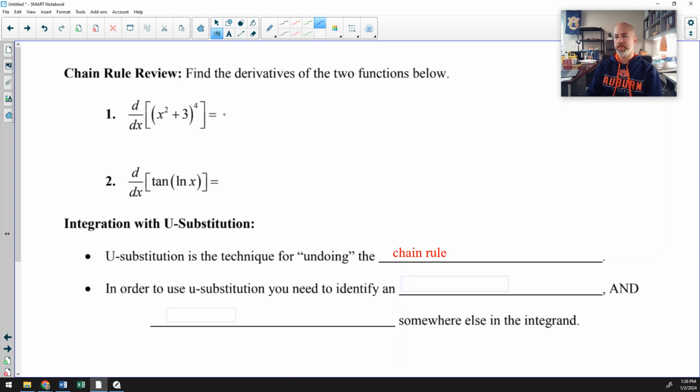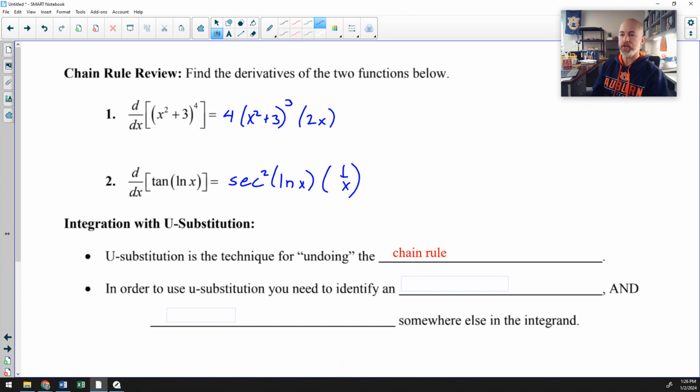The derivative of this first function: we bring the 4 down, we will leave that x squared plus 3 alone, raise that to the third power after subtracting, and then times the derivative of the inside. Number 2, the outside function is tangent x. The interior is natural log of x. So we're going to ignore the natural log and we will differentiate the tangent first. That'll be secant squared. We will leave its argument alone. So the natural log of x is left alone. And then we would multiply by 1 over x. And there is a very quick review of the chain rule.